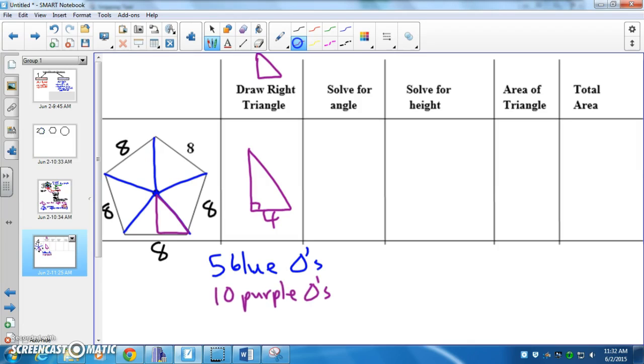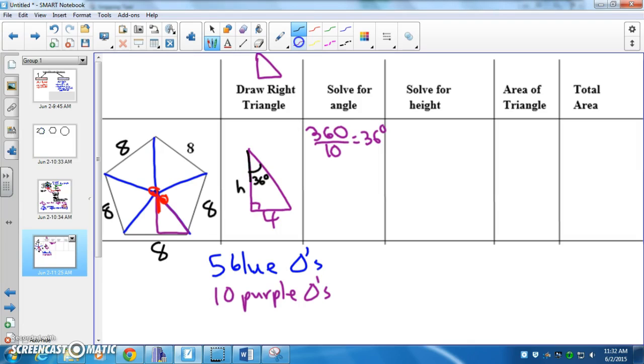And when you talk about that guy with the eyeballs looking, that guy would spin through 5 blue triangles, but he would be spinning through 10 purple triangles. So if you need the angle, you can go 360 divided by 10, which in this case gets you 36 degrees. That 36 degrees is right there.